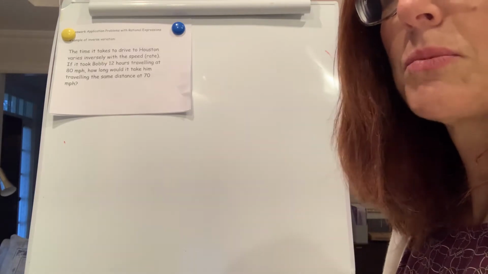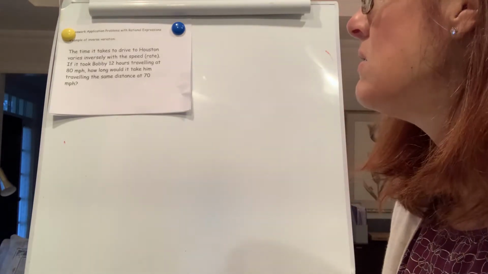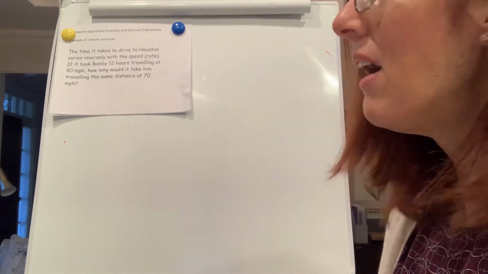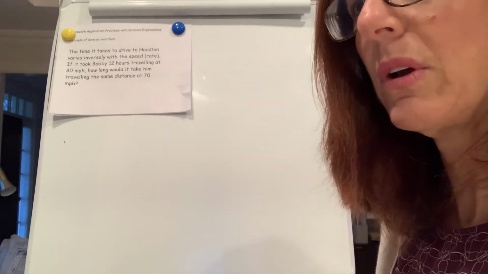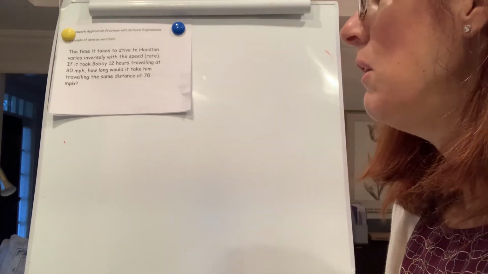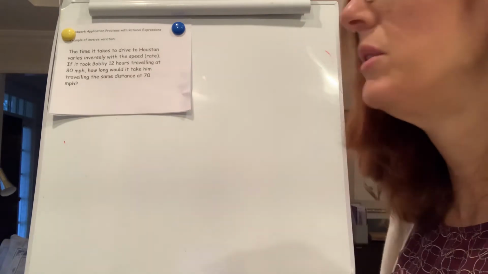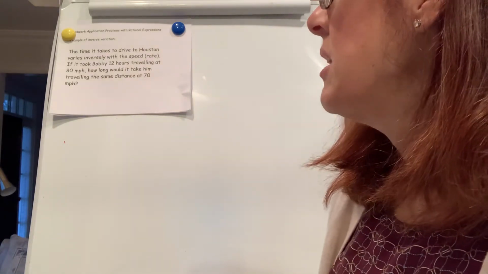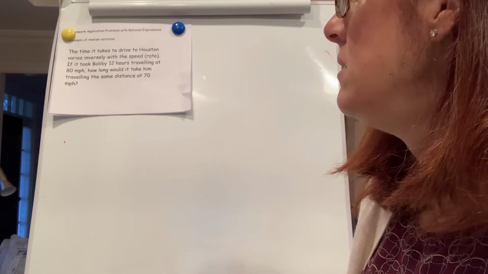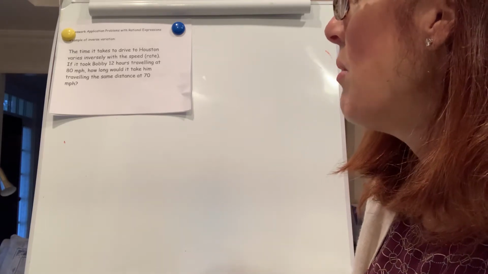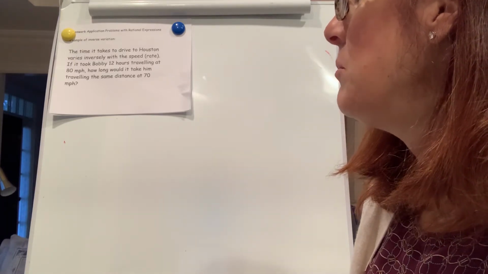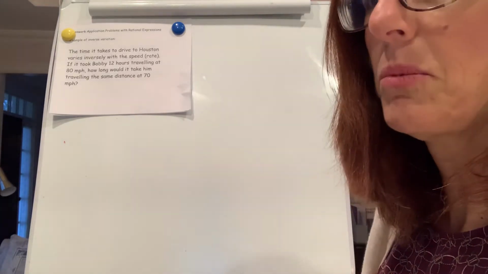All right, so the first type of problem we're going to look at is examples of inverse variation. I posted these problems so you could print them out if you wanted to, but I tried to make it as big as I could here for you to see. The first example says the time it takes to drive to Houston varies inversely with the speed. If it took Bobby 12 hours traveling at 80 miles per hour, how long would it take him traveling the same distance at 70 miles per hour?